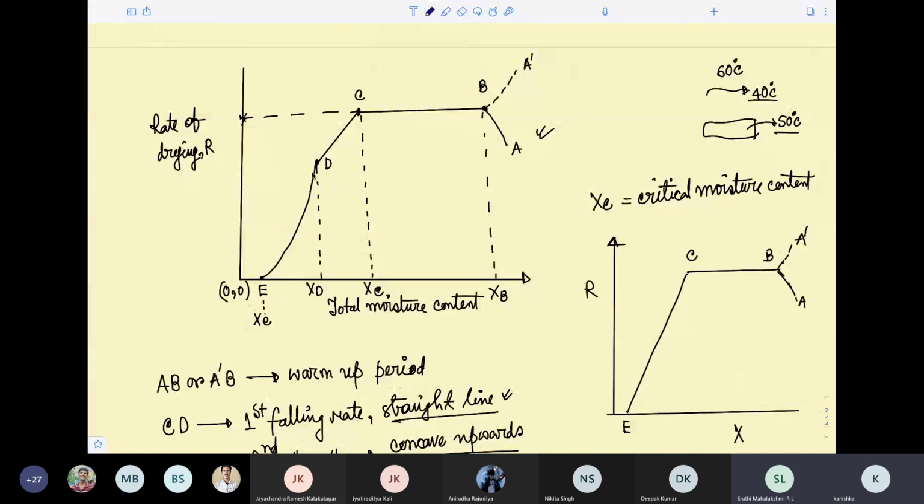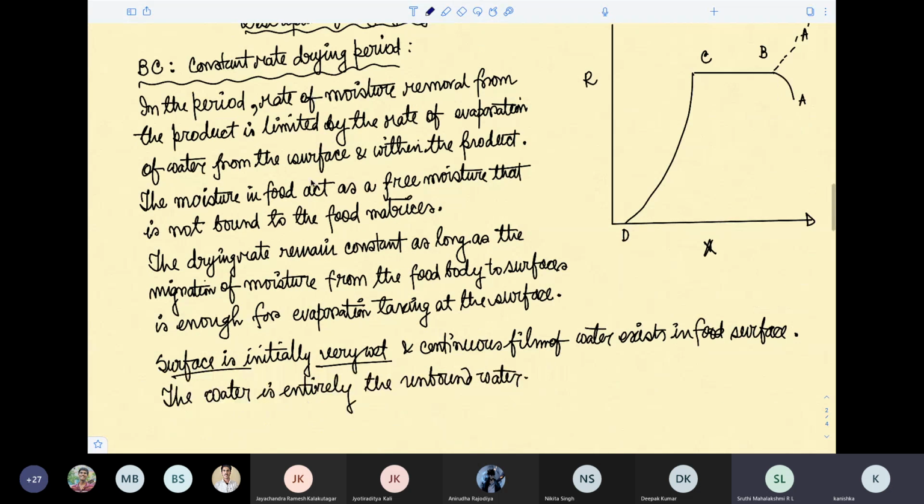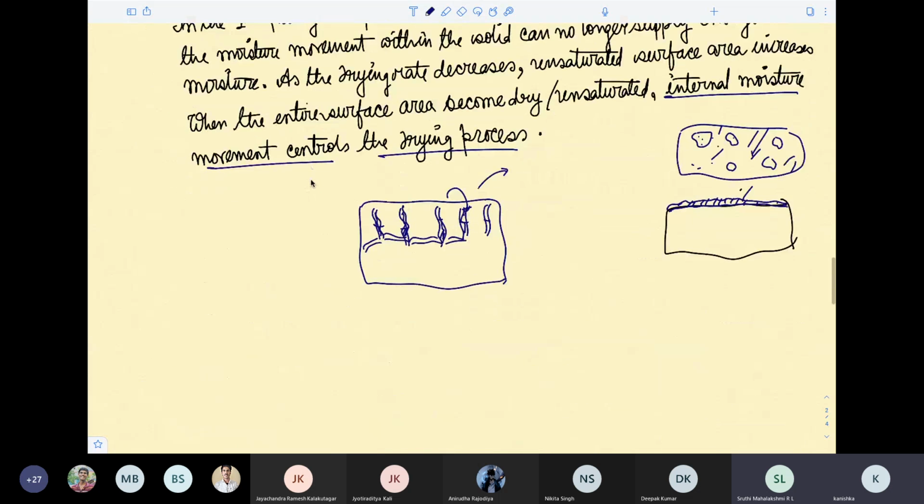So during this period, we call it diffusion control drying. CD is because of this capillary movement of the water, that is called the capillary movement within the food product. That is what we call funicular drying; another one is pendular drying. So I will just write it.